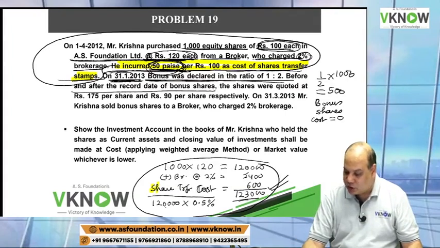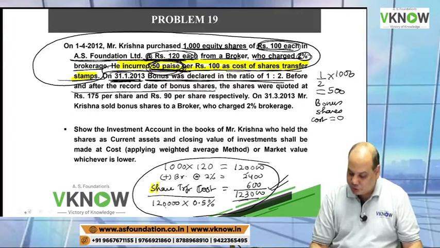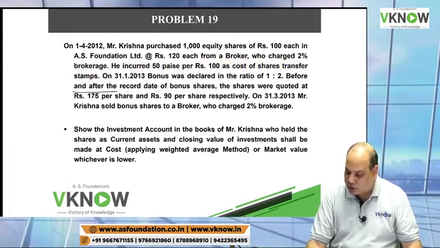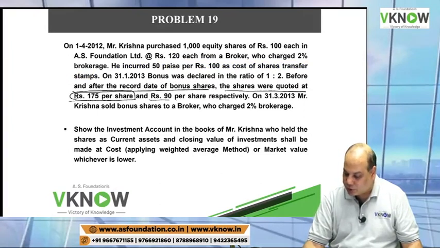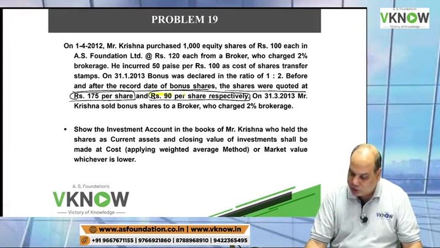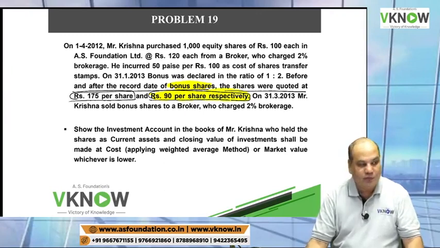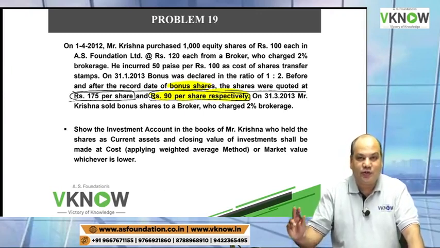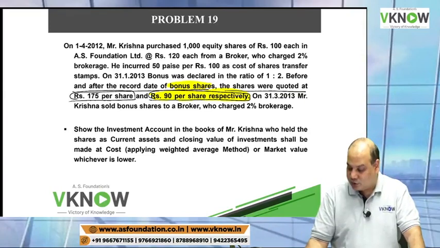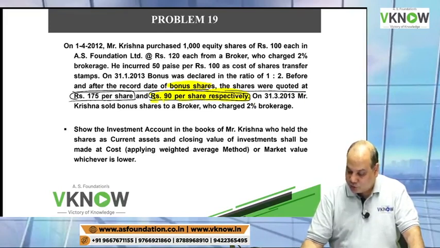Before and after the record date of bonus share, the shares were quoted at 175 and 90 per share respectively, which means after the bonus shares were issued, the share price has crashed. The share price has become 90 rupees. So the market price of the share is 90 rupees after the bonus issue. Okay. So for further discussion, 90 is relevant.